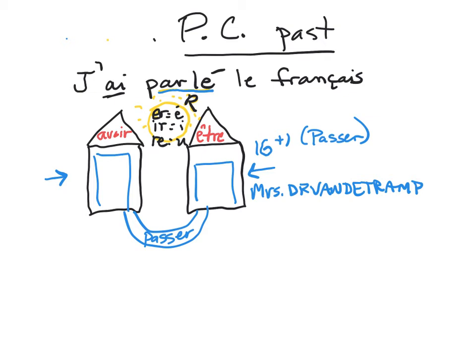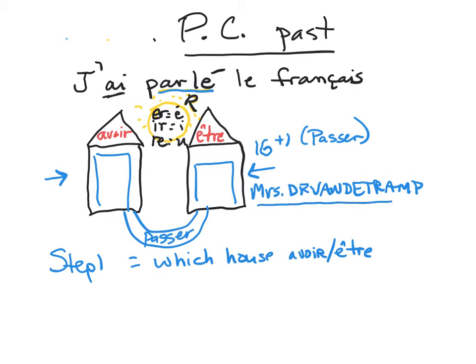The first step we always do is step 1, which house? Is it avoir or is it être? How do you decide that? That's the very first step. You have to know what your helping verb is. So how do you do that? You simply look on your Mrs. Dr. Vandertramp. If it is one of those 16 verbs, then you're going to use être. If it is not one of those, then you're going to use avoir. And like I said, most verbs are avoir.